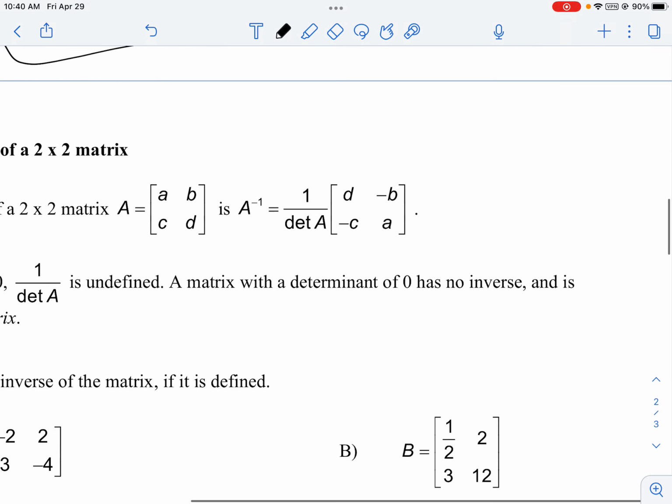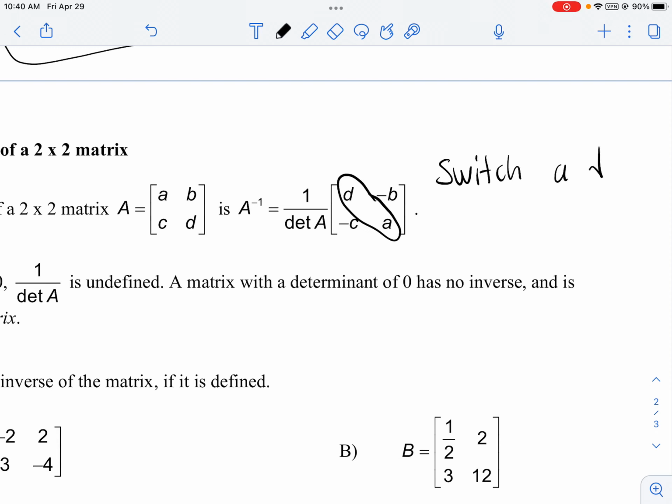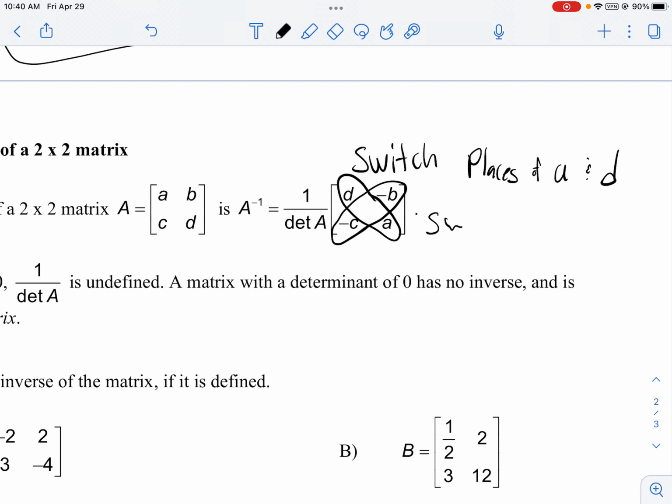Essentially what has happened here is that you switch A and D. Because A was in the top left, now A is in the bottom right. D was in the bottom right, it's now in the top left. Likewise, you'll notice B and C haven't switched places, but you switch the signs of B and C. That is essentially all the inverse of a 2 by 2 matrix is.